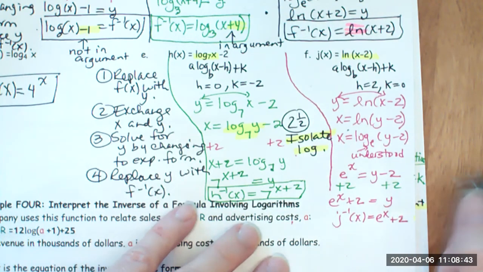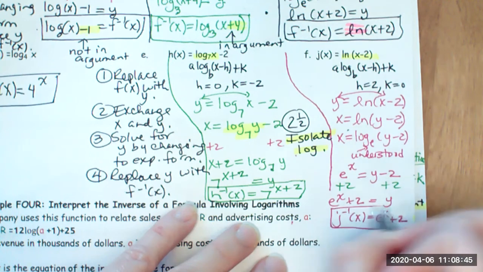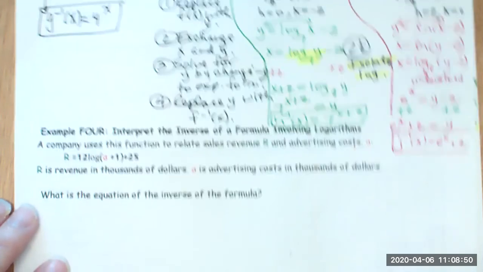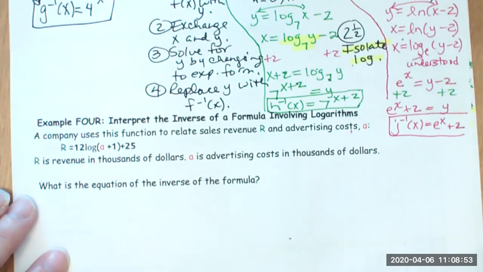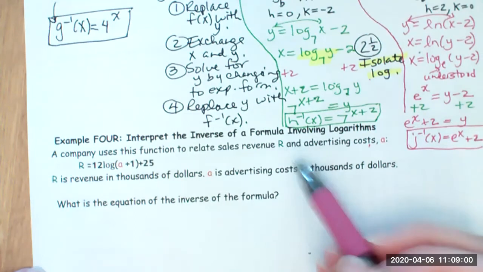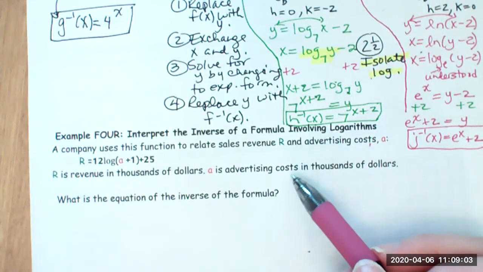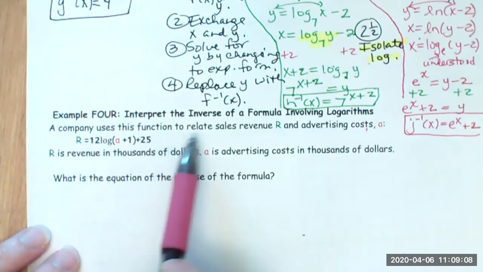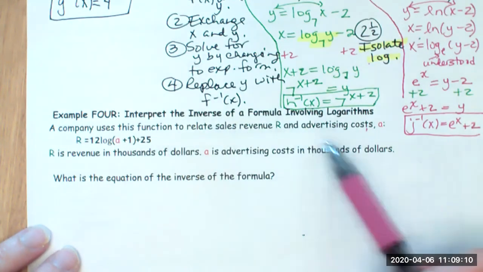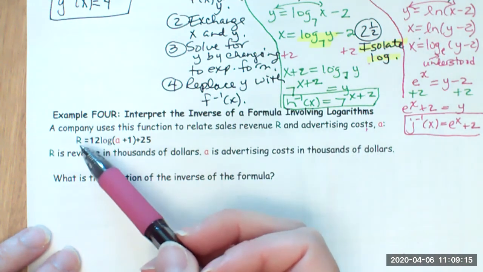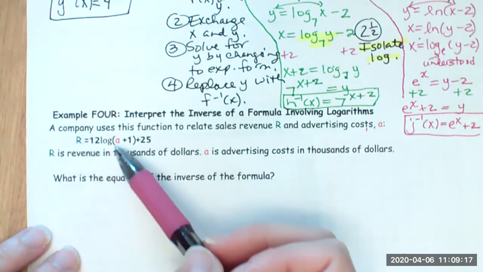Okay? All right, last but not least, we're going to look at example 4, and we're going to see how we can use inverses of logarithmic and exponential functions to apply to a real-world situation where we're going to interpret the inverse of a formula involving logarithms. A company uses this function to relate sales revenue R and advertising costs A. So what we're saying here is the sales revenue depends on the advertising costs.